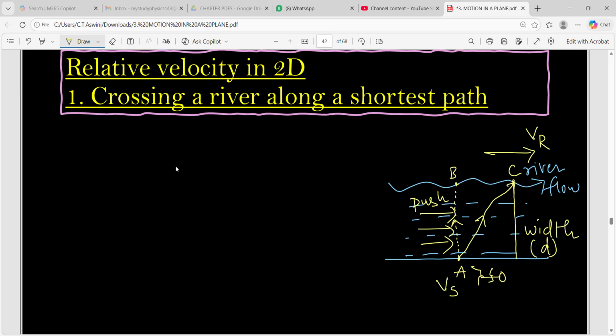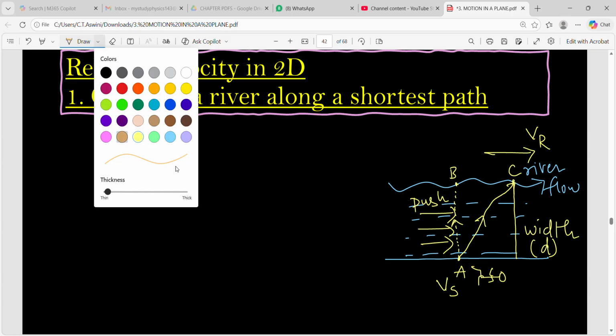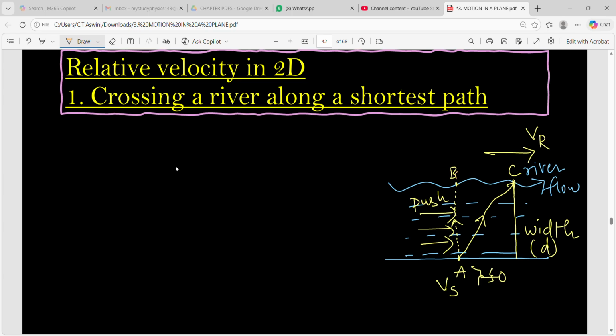And what is this gap? The gap between the point of his expectation and the point of the true destination. What is this distance called? This is called drift. Got my point, everyone? This is what actually happens in crossing a river, right? Now, there are two cases in this: crossing a river in the shortest path and crossing a river in the shortest time. First case is crossing the river in shortest path.